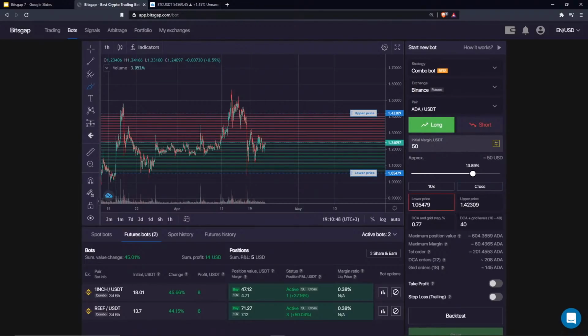So here we go, 10x, and you see that my initial margin is now 50, which is optimal for this configuration where I have 40 grid levels, which is, by the way, possible from 10 to 40. As of today, this is the most optimal configuration that we came up with. Maybe we will change it in the future, but as of today, this is how it works, from 10 to 40 levels in total, DCA and grid levels. Of course, if you reduce the number of levels, then your margin requirement also decreases here.